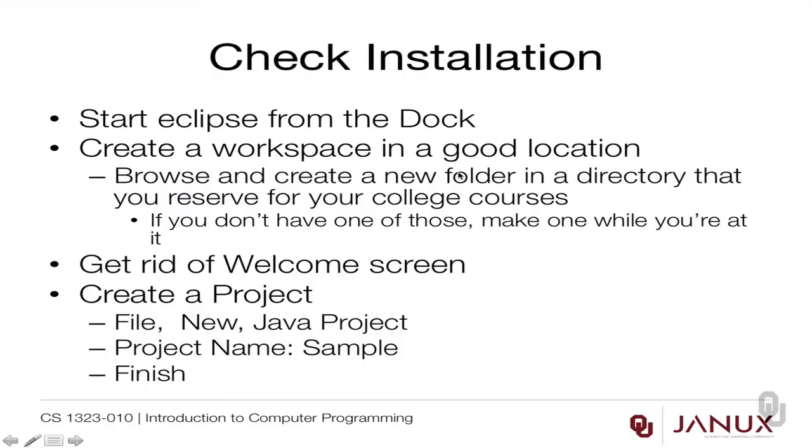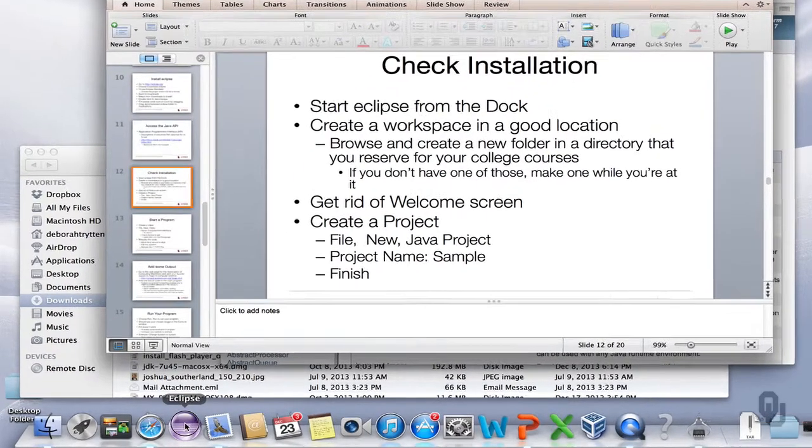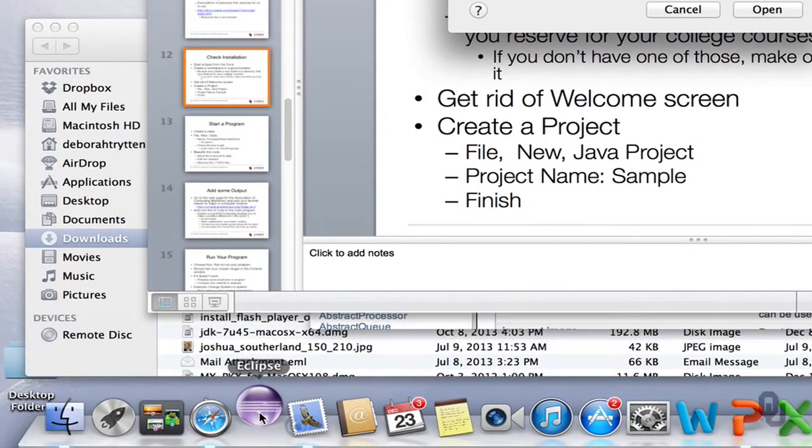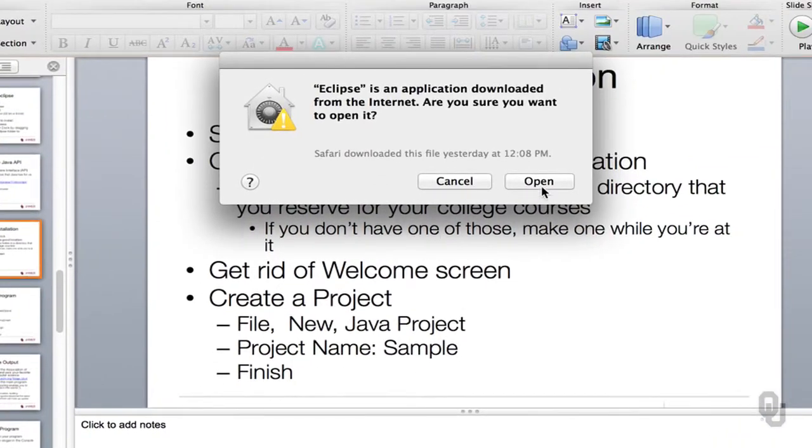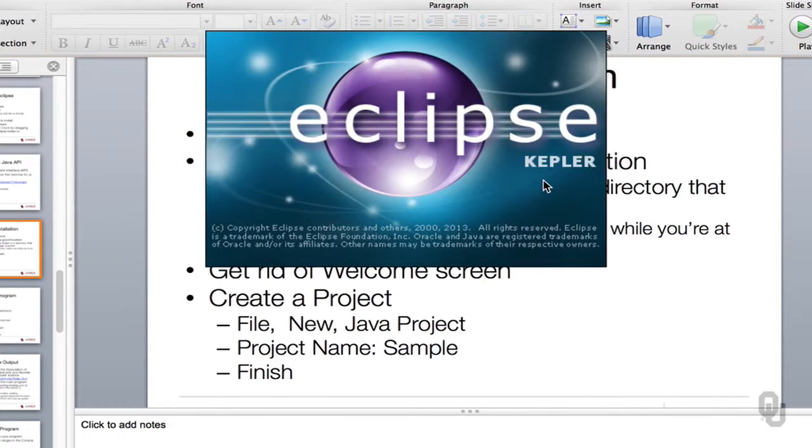The next thing we need to do is check our installation and make sure it's good. So we're going to start Eclipse from the dock, create a workspace in a good location. We'll talk about what that is when we're doing it. Get rid of the welcome screen and create a project. So here's Eclipse. Of course, it's warning me that I want to open it. We know we downloaded it from the internet, so we know it's okay.